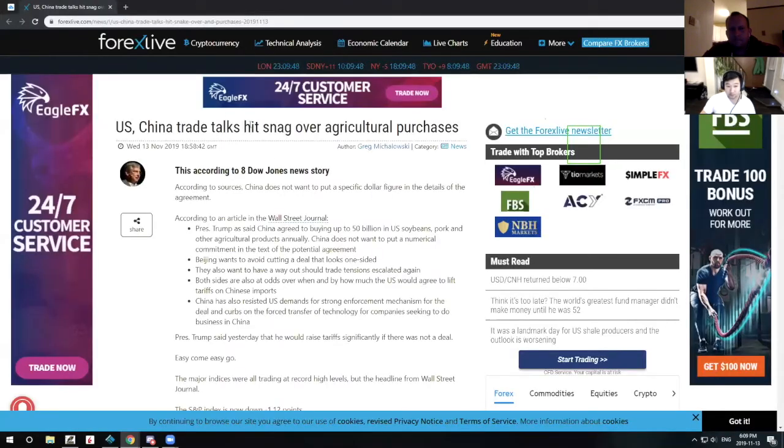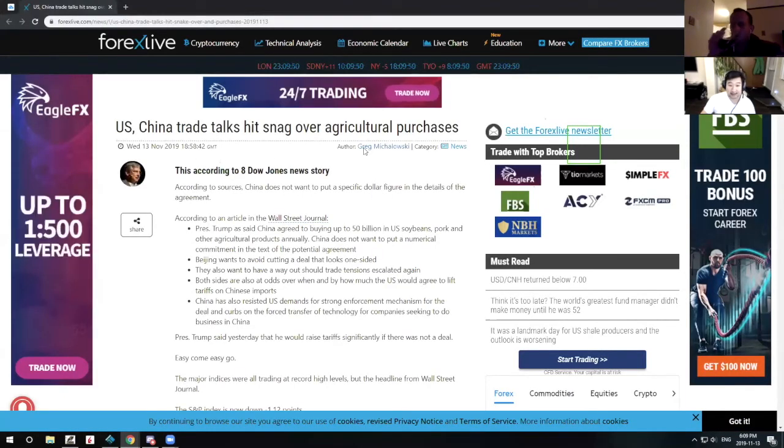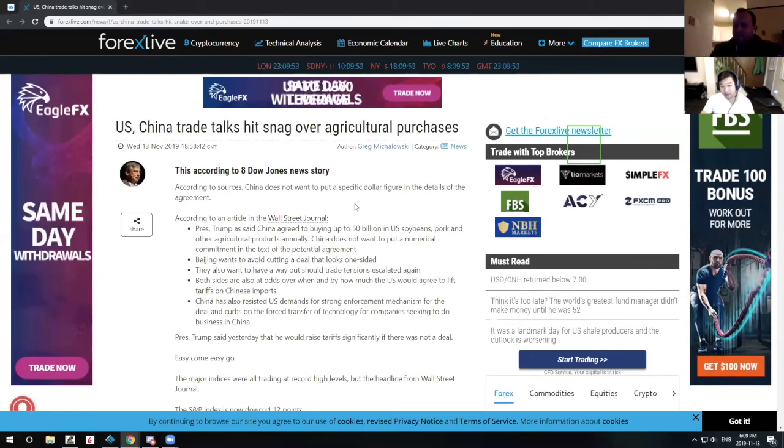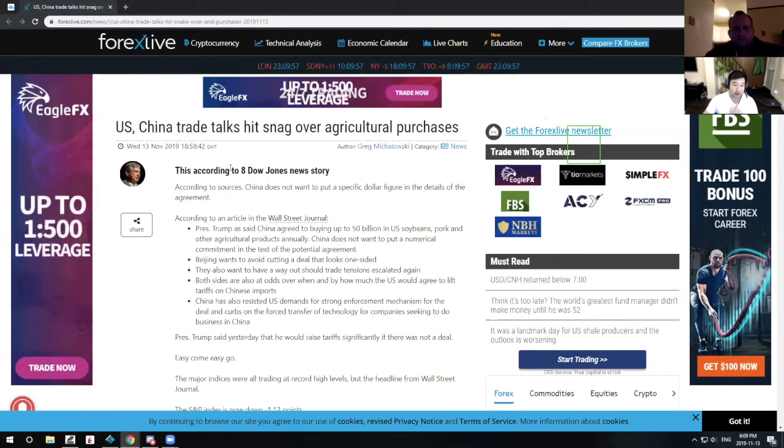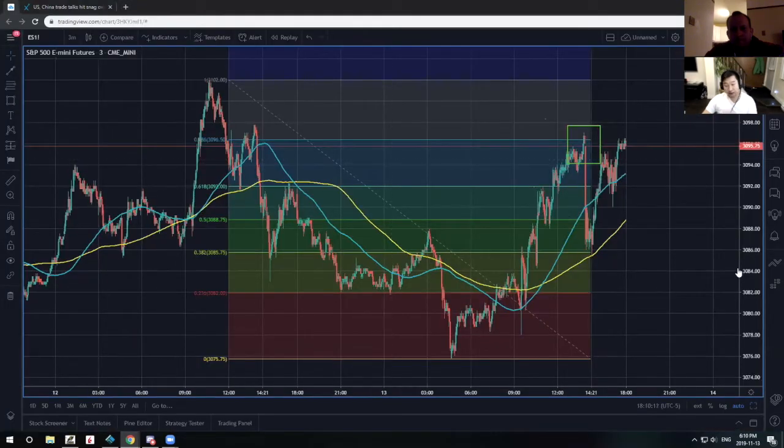If we go over here to Forex Live, we can see that during the afternoon, there was a big headline being dropped out of Dow Jones stating that the US-China trade talks have basically derailed simply because they weren't able to put an actual figure on the amount of soybeans being purchased. Now, when that headline came out, it created a negative sentiment for the market, and that caused the S&P 500 to sell off pretty fast. So the market did drop down dramatically.